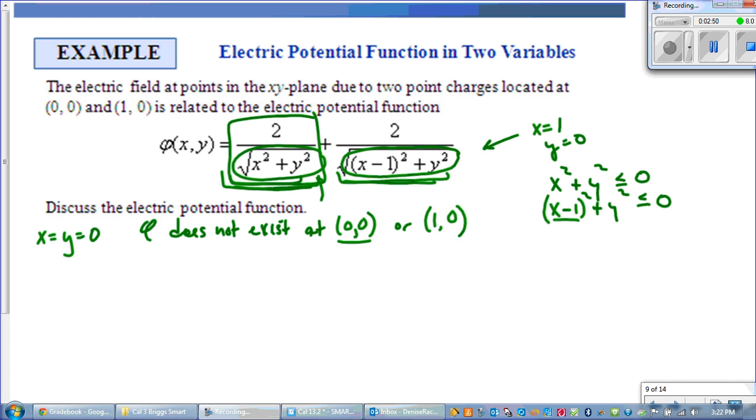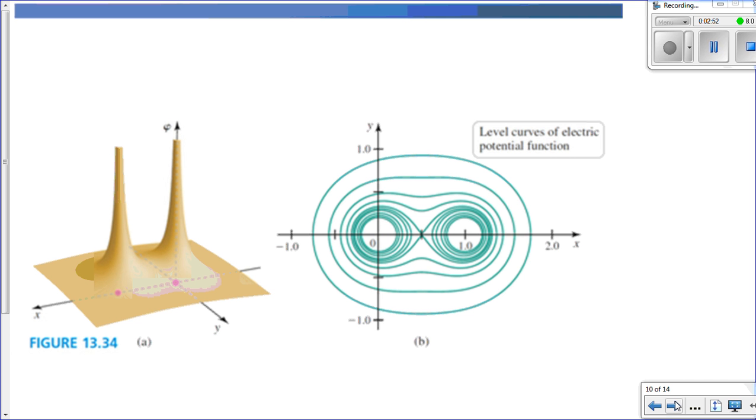So let's look at a graph of this potential function. This is the graph, and you can see at the point (1, 0) and the point (0, 0), the charge is actually infinite. It doesn't exist actually at that point, but the closer you get to those points, the smaller the denominator would be, which would mean 2 over that really small number that's getting closer to 0 is getting to be infinite. So you can see the infinite charge at those two particular points.